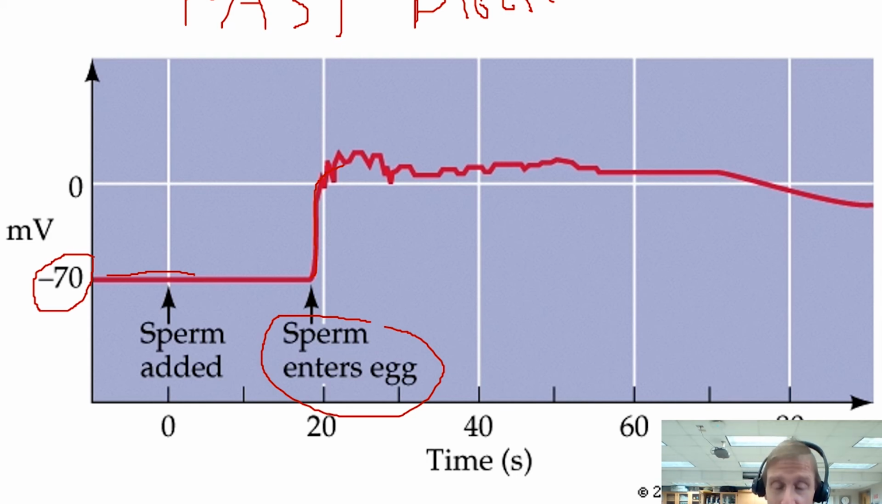Now, I will tell you, fast block to polyspermy, we used to think it occurred in all the eggs in animals. It doesn't. When they started looking at placental mammals, we don't have this. We don't have fast block. We just have slow block. But that is fast block to polyspermy. It is just a depolarization, a change in the electrical potential across the membrane that temporarily inhibits further sperm action.